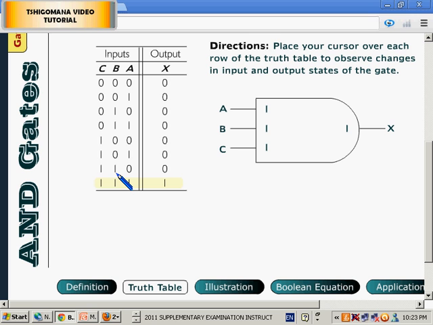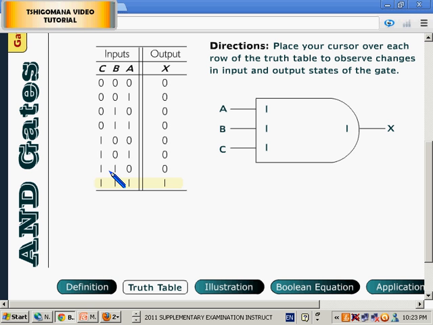The only place where, if you are using the AND gate, you see that the output is high is when all the inputs are high. In other words, in order to produce a high output when using the AND gate, you must make sure that all the inputs are high. In other words, all the inputs are 1, true.